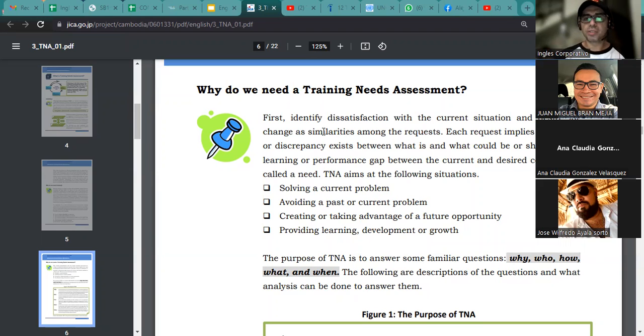Let's check some words, similarities. What is that? Things equal to others, the ones that match. Very good. So they are things that look familiar one to another. Yeah, very good. Things that are kind of familiar between them, right?